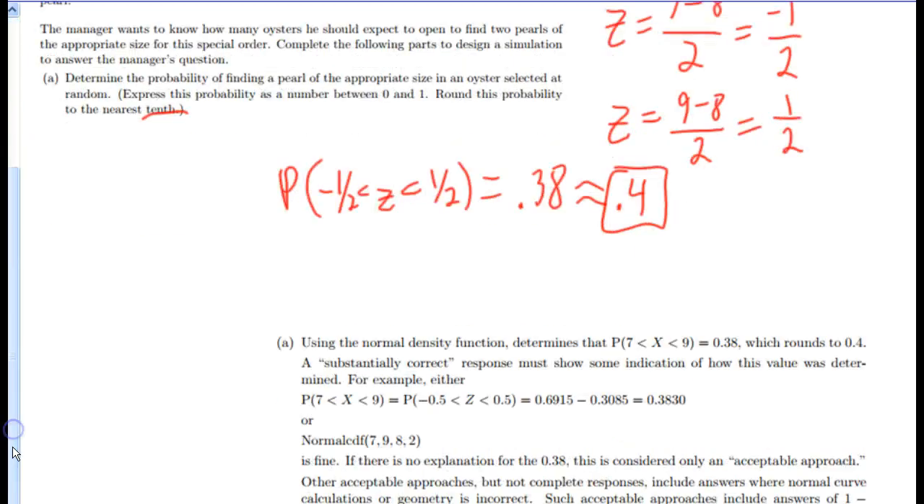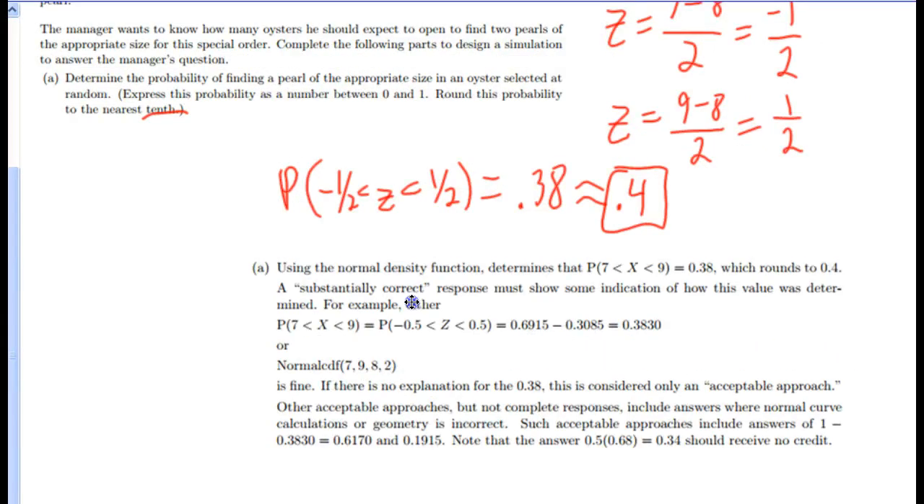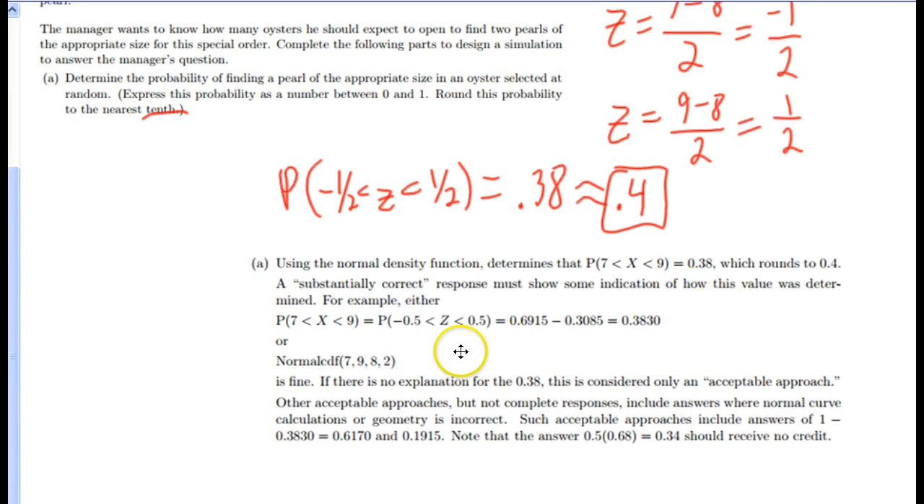Now, just so you see the answers that were provided and the way they grade it, they accepted it if you said normalcdf(7,9,8,2). If you didn't even convert it, that was an acceptable approach. They prefer this, and this is what I prefer you to do, something like that, where you link the z-values to your probability there. Let's look at part B.